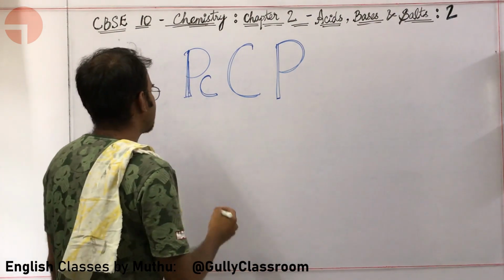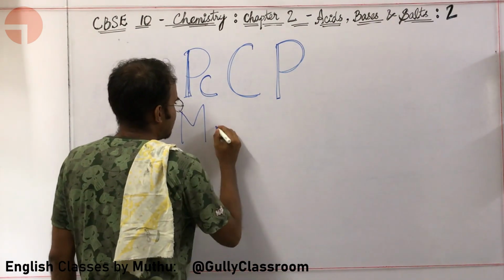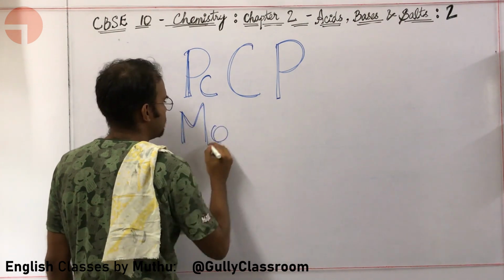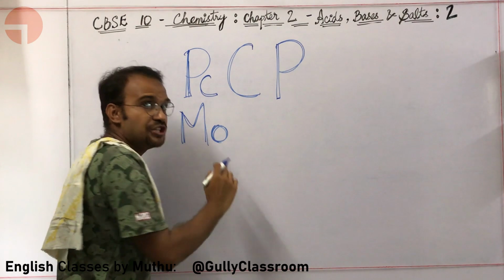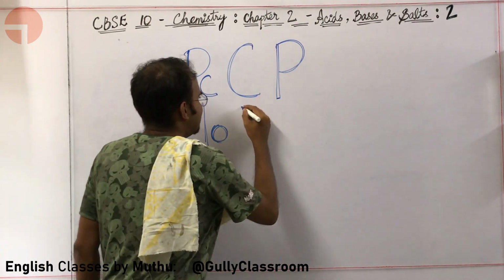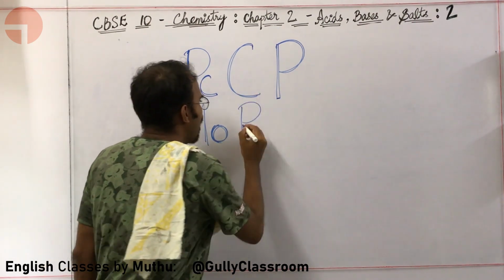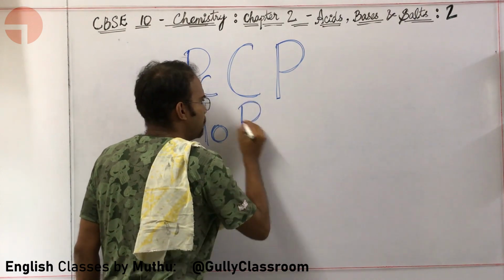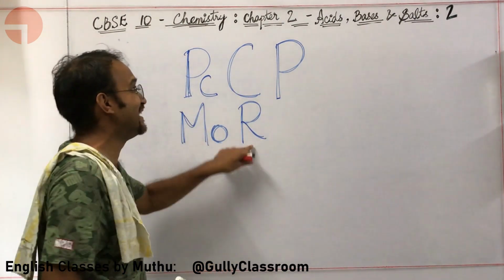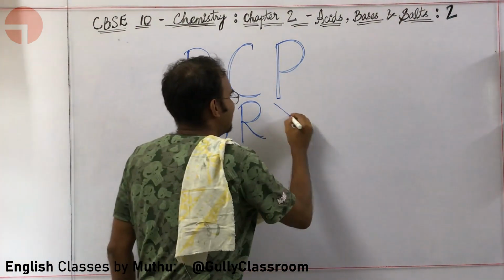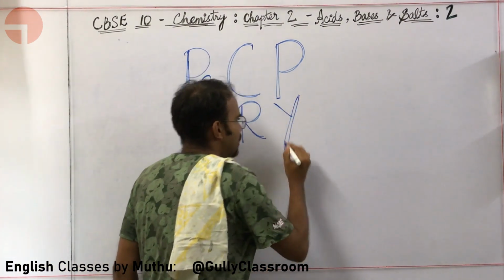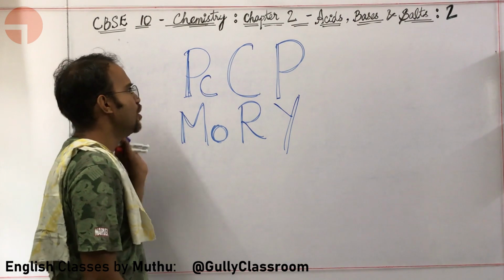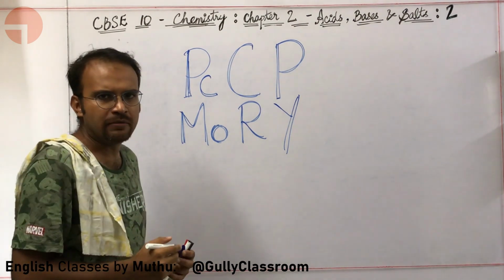Okay sir, what about methyl orange? Methyl orange, M for methyl, O for orange. Methyl orange is orange in neutral solution. It is pink or red in acidic solution. It is yellow in basic solution. Okay, you can easily remember this.